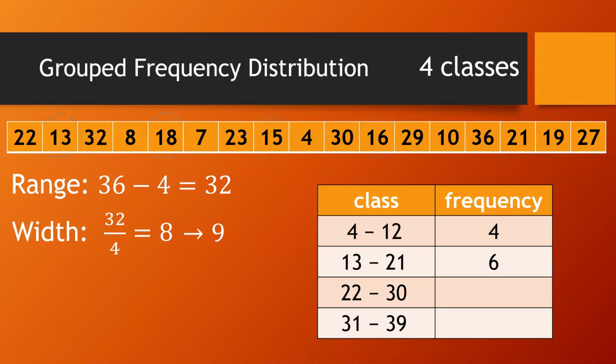Third class, we're looking for everything from 22 to 30 inclusive. There's 5 numbers there. And then the last class, everything from 31 to 39 inclusive, and there's 2 numbers there.